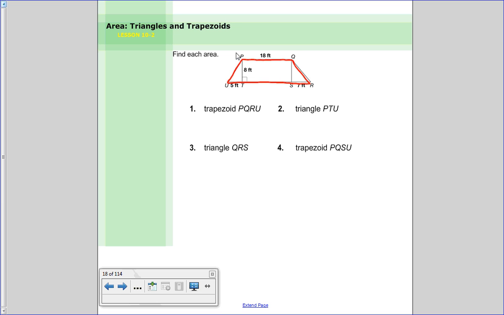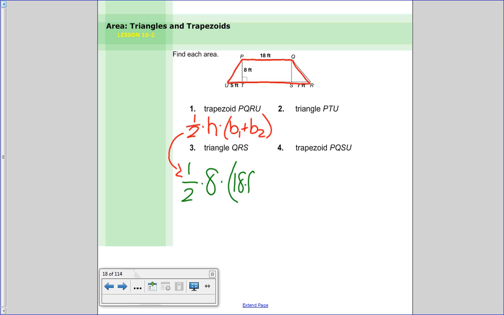All right. So looking at this, it's actually a trickier one because again we do 1/2 times the height times base 1 plus base 2. And I'm going to have to move my work down here. All right. So 1/2, well, the height is 8. Now, base 1, I can say, is 18 feet. And this is feet as well.